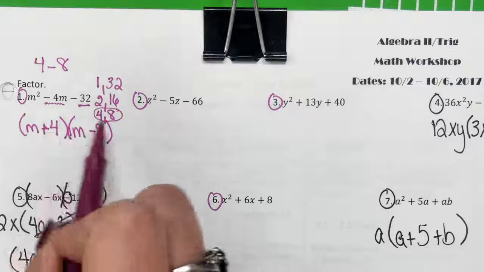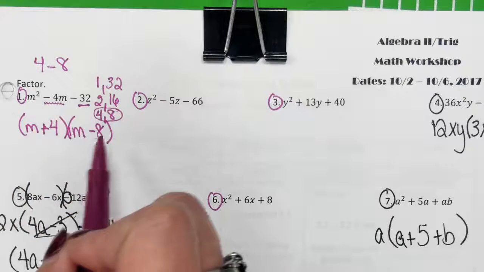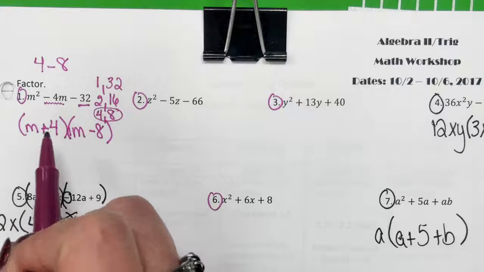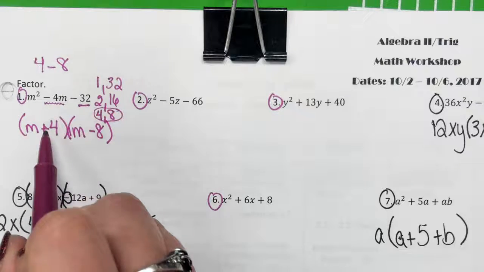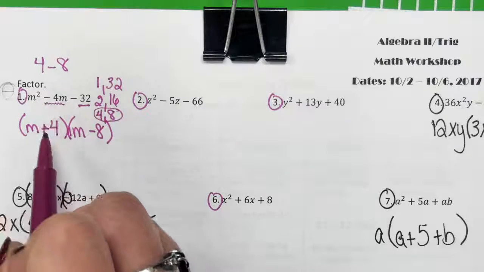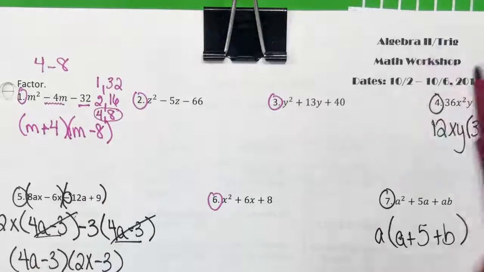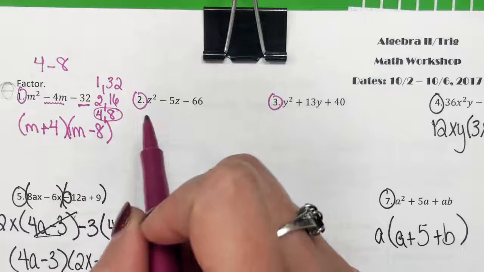And what would happen if I were to FOIL this? You'd get the same thing back. 4 minus 8 is -4, and 4 times -8 is 32. All right, let's look at number 2. Here we go. Number 2.